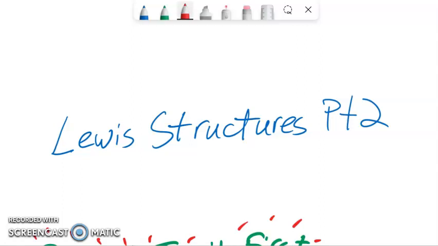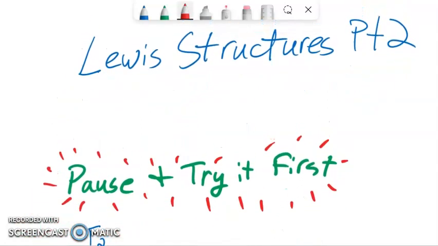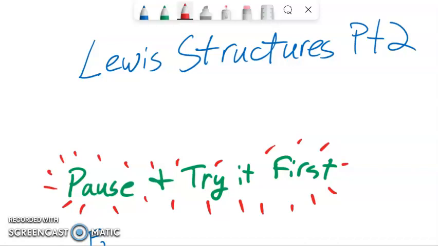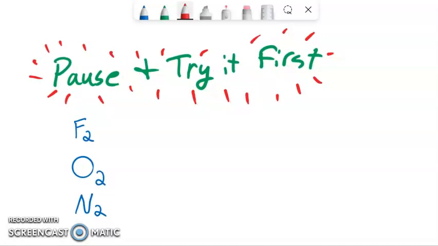Okay, this is my second screencast on Lewis structures. And the big thing that I want you to do with these is to make sure that you pause and try these first. So the first thing I'd like you to try is to do these three elements: fluorine, oxygen, and nitrogen. So that's F2, O2, and N2. Pause and start with fluorine first.